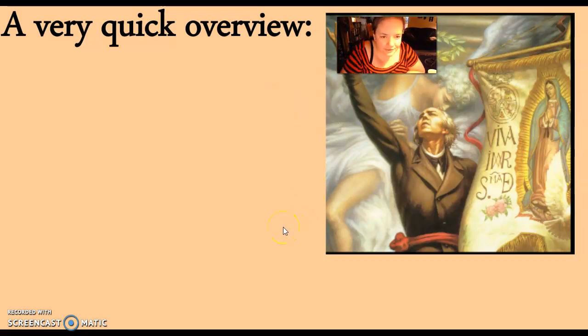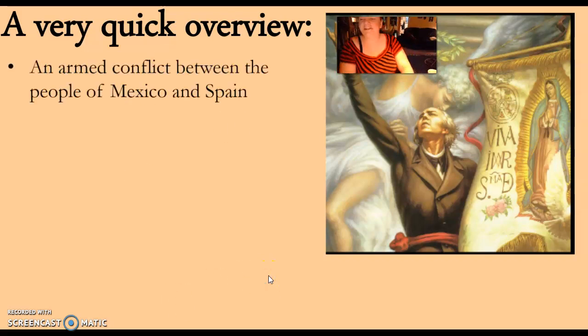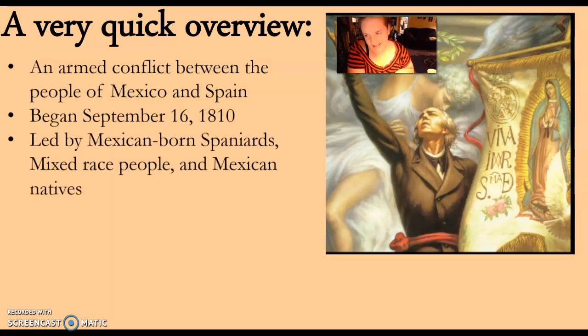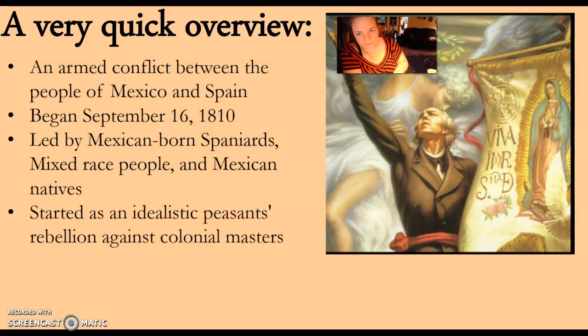So, a very quick overview. Below me is a picture of Father Hidalgo. He is the major figure in this revolution and a bit of a folk hero, if you're not already familiar with Mexican history. So, what went down is that an armed conflict between the people of Mexico and the people of Spain was the revolution. It began on September the 16th, 1810. And it was led by Mexican-born Spaniards, mixed-race people, and Mexican natives.